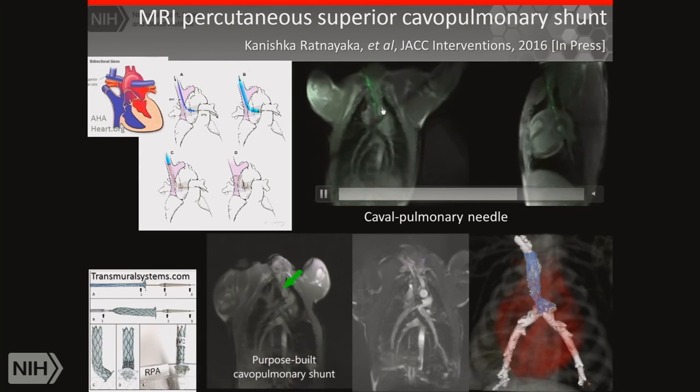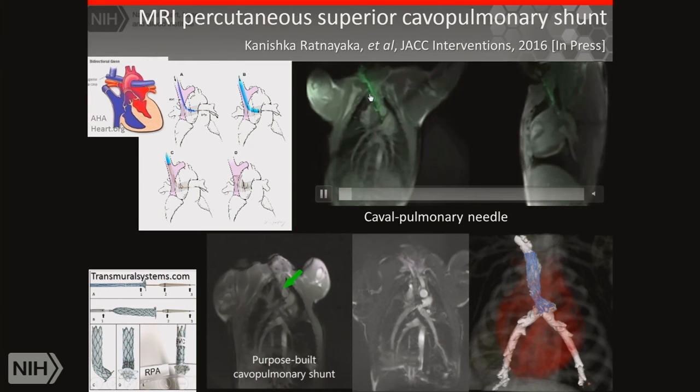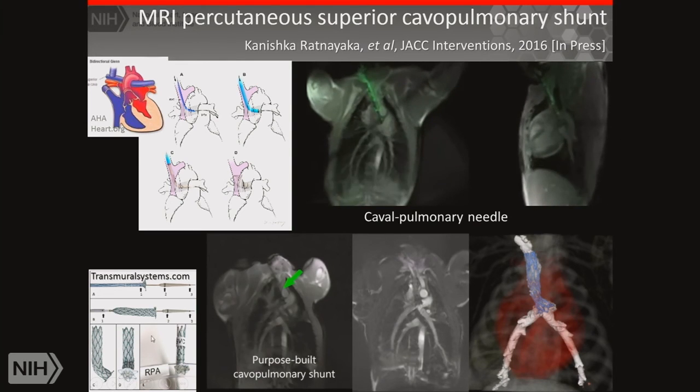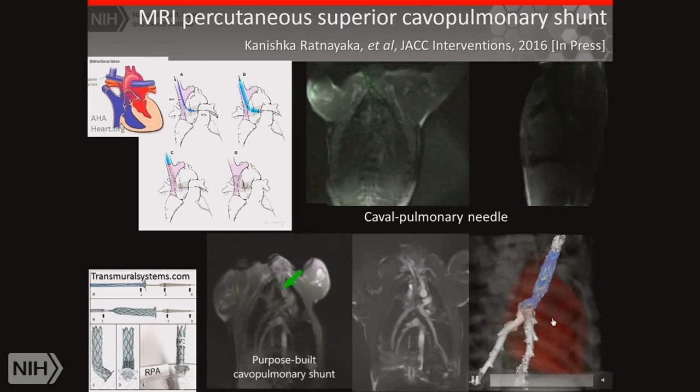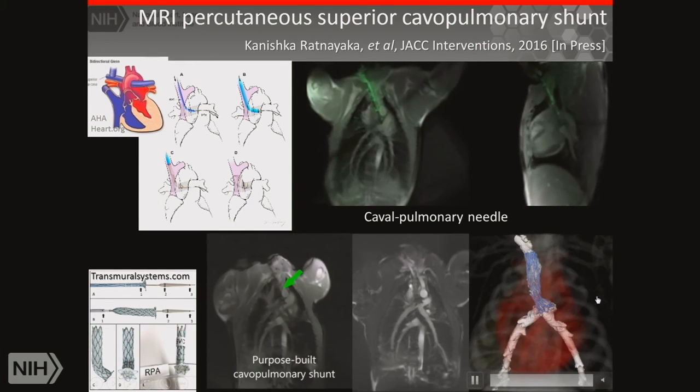This is a pig, and here's one structure that we don't want to stick by accident. That's the aorta. So Dr. Ratnayaka is sticking a needle from the superior vena cava into the pulmonary artery, establishing continuity between the two, using a specially designed endograft that doesn't require surgery to connect two different blood vessels, and accomplishing this cavopulmonary shunt. And here we see a nice artificially colored follow-up picture. It works pretty darn well.